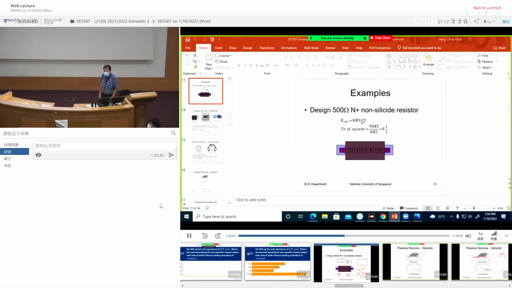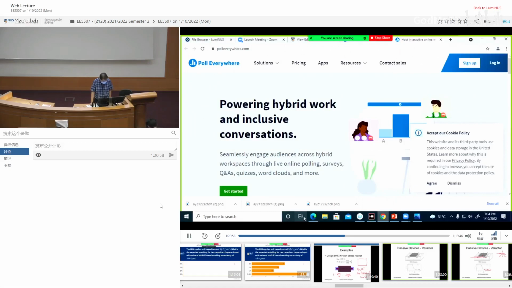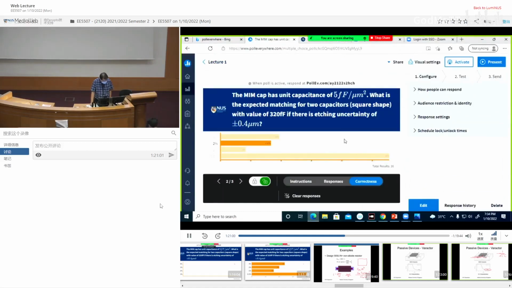Should it be 20% rather than 2%? Did I calculate the number wrongly? Okay, then my mistake. Let me see. Where am I? 0.4 divided by 8. Sorry, my mistake. 0.4 divided by 8. Oh yes, you are right. Sorry, my mistake. There is a unit there, but you get the idea.